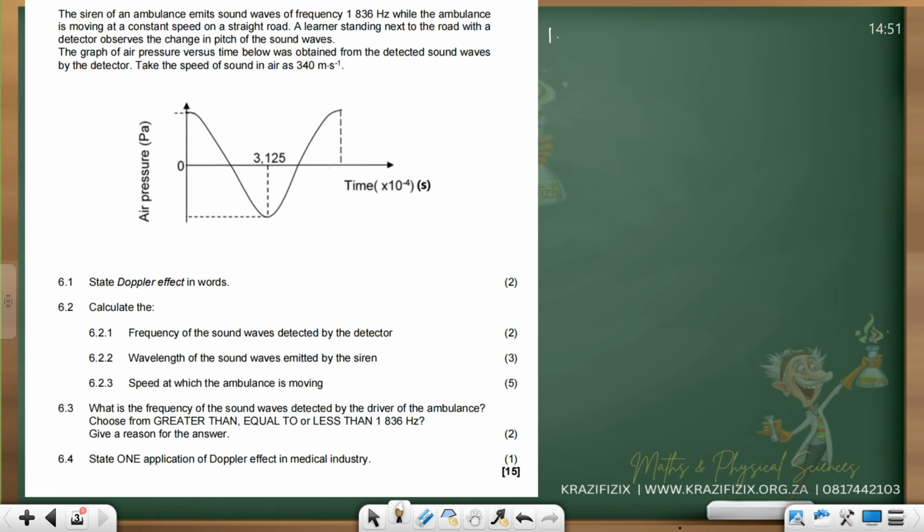All right. Now, if you look at this graph, do you notice that we have one full cycle of a graph? Yes. And what is period? Okay, before I even go to number 2, what is period? Period is the time taken for a complete wave or vibration to pass through a point.